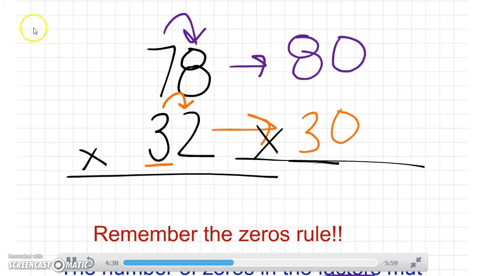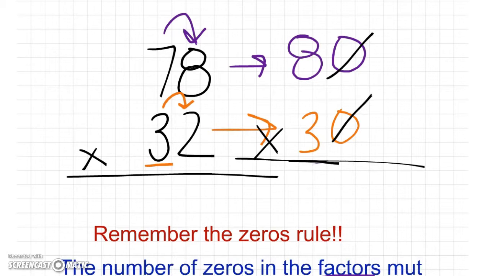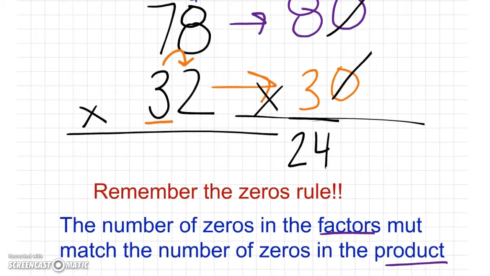All right, so what we're going to do is cross these zeros out. We're going to pretend they're not even there. And then now we're left with our fast fact. 8 times 3 is 24. Easy peasy. But then we need to remember our zeros rule. The number of zeros in our factors must match the number of zeros in our product. Since we count 1, 2 zeros in our factors, we need to add 2 zeros to our product. So 80 times 30 is 2,400. Okay, so we rounded to help us estimate. We rounded 78 times 32 is about 80 times 30, which is 2,400.